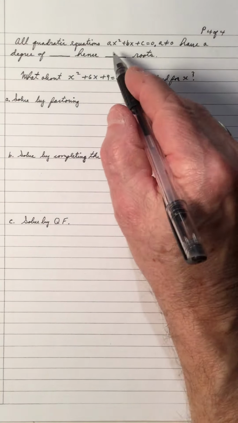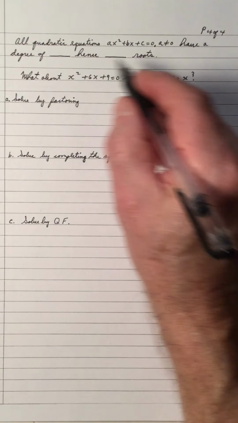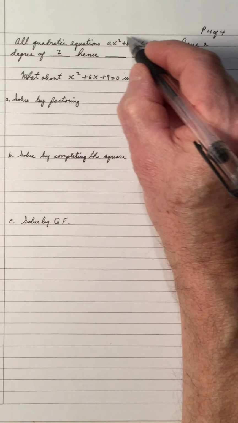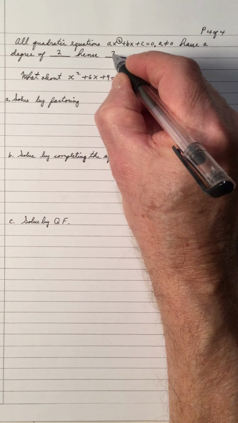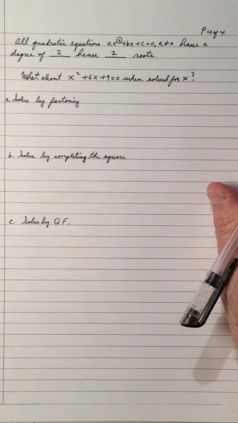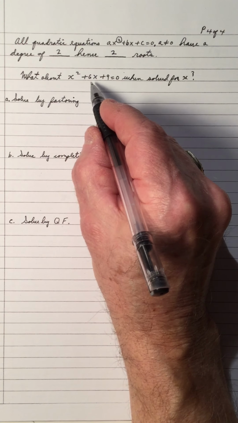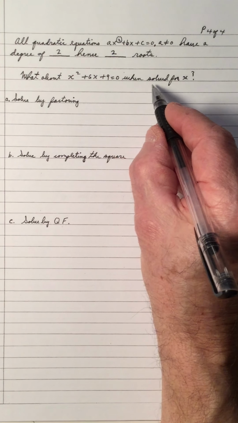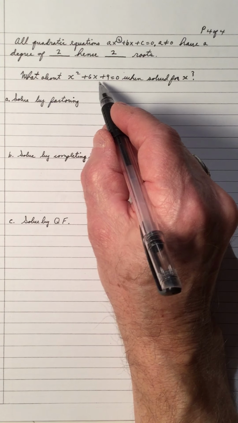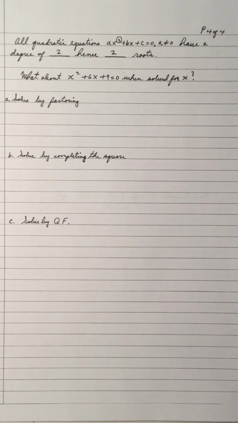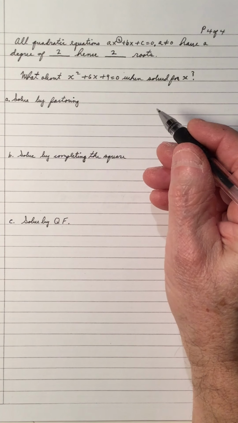All quadratic equations, ax squared plus bx plus c equals 0, where a is not 0, have a degree of 2. Notice the degree of 2. The highest degree is 2. Hence it has 2 roots. So what I'm going to do now is explain x squared plus 6x plus 9 equals 0 when you solve for x. We can solve this quadratic by factoring, completing the square, or the quadratic formula. But I want to do each of these to show you something.